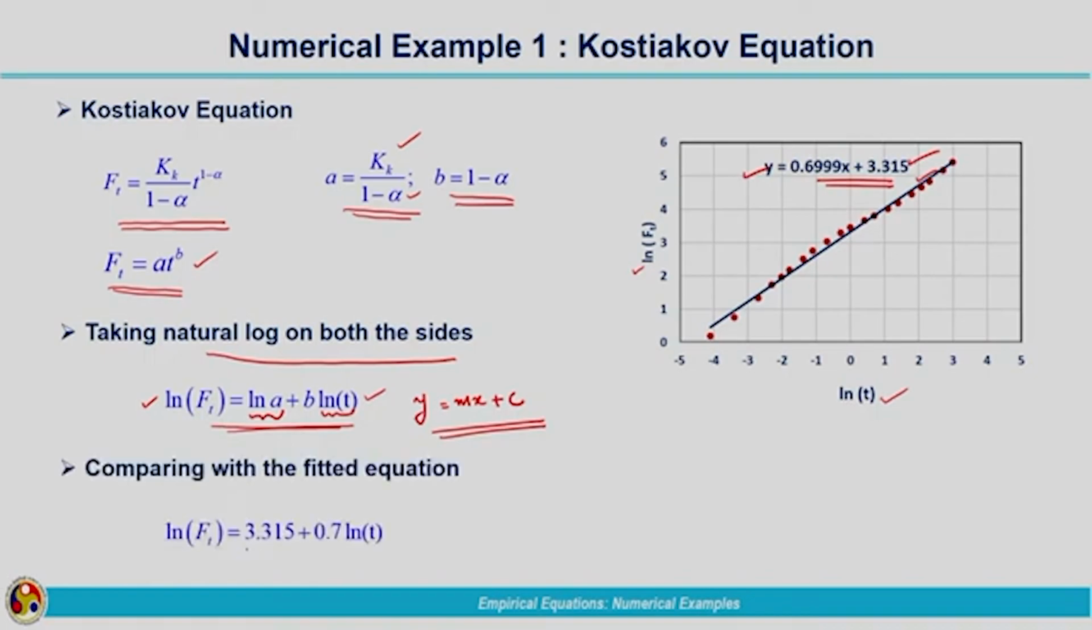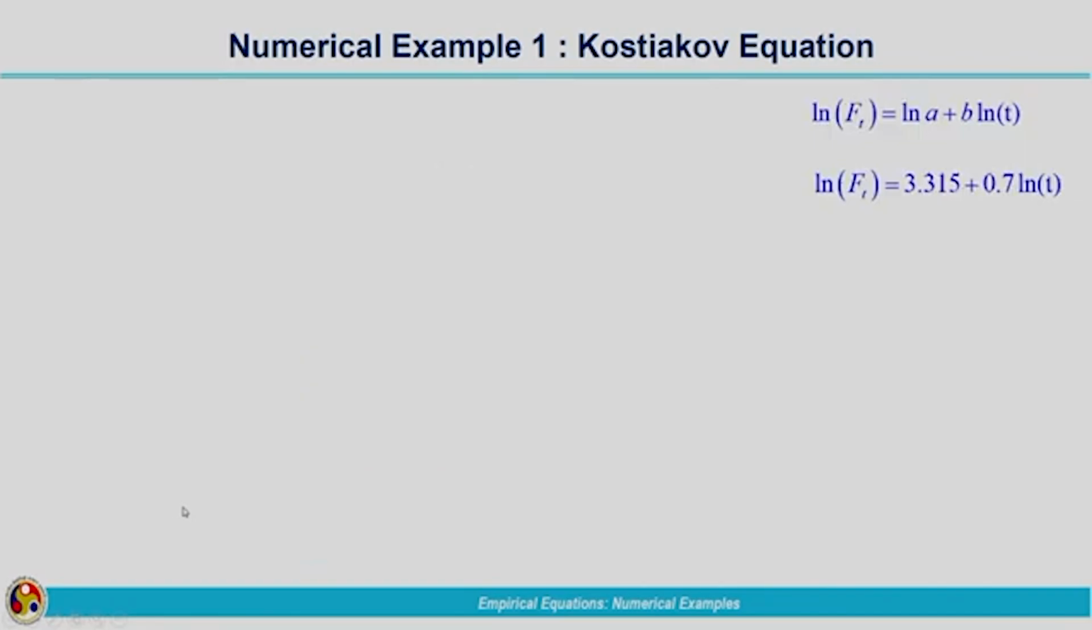Ln f of t is equal to 3.315 plus 0.7 ln t, that is, 0.699 is rounded off to 0.7. So, now we can compare these two equations to get the parameters. Here we have ln f of t in terms of ln a and b ln t. We got the fitted line equation ln f of t is equal to 3.315 plus 0.7 ln t.